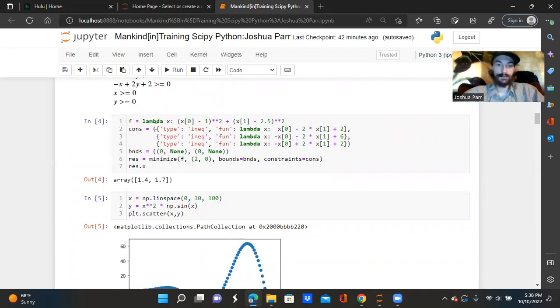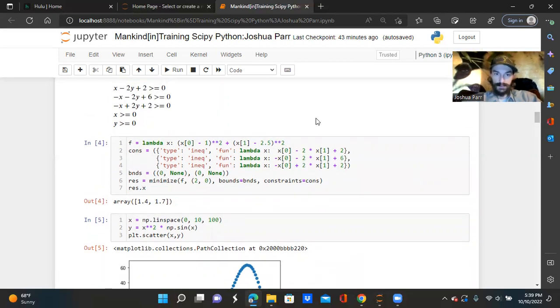We're going to create a variable f with the lambda function, x0 minus 1 squared plus x1 minus 2.5 squared. And this is how you're going to type in the inequalities. Type colon, 'ineq', comma, 'fun'. Make sure they're tagged in within the quotation marks, equals lambda x, x0 minus 2 times x1 plus 2. That's how you put the inequalities in.